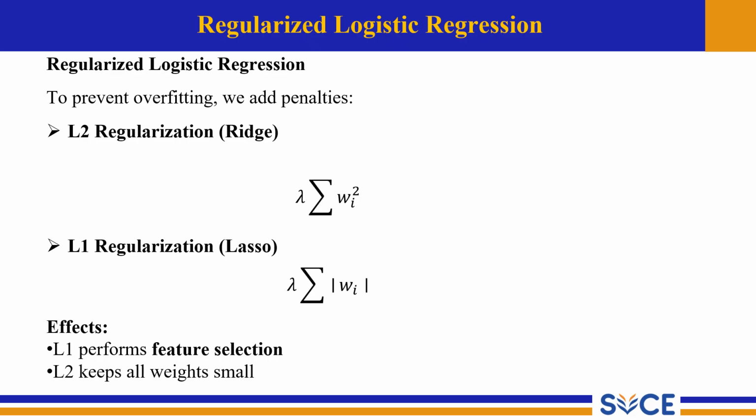L2 discourages large weights by pushing them towards zero smoothly. L1 forces some weights to become exactly zero. These penalties have different effects. L1 performs feature selection because it drives some weights to zero, effectively removing irrelevant features. L2 keeps all weights small but never exactly zero, making the model more stable and preventing extreme parameter values. So regularization not only prevents overfitting but also can help simplify the model and improve generalization.